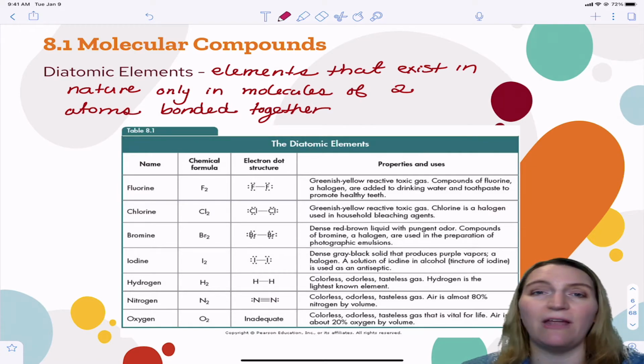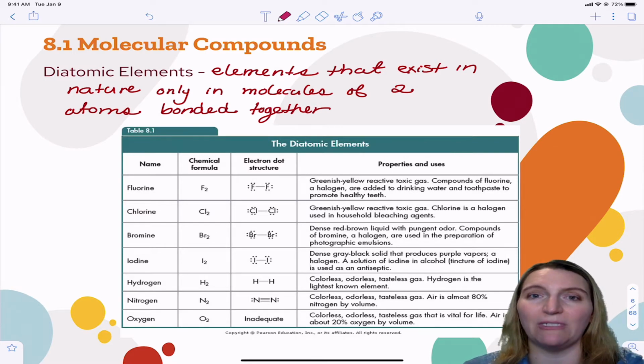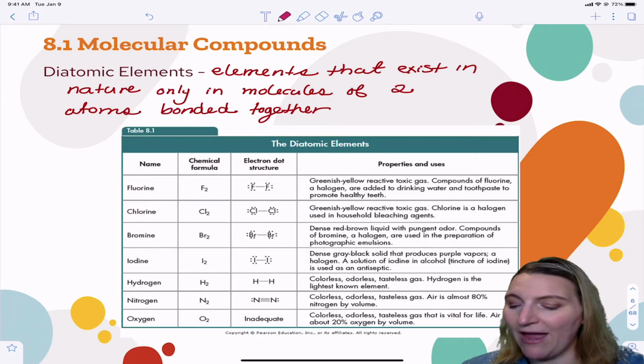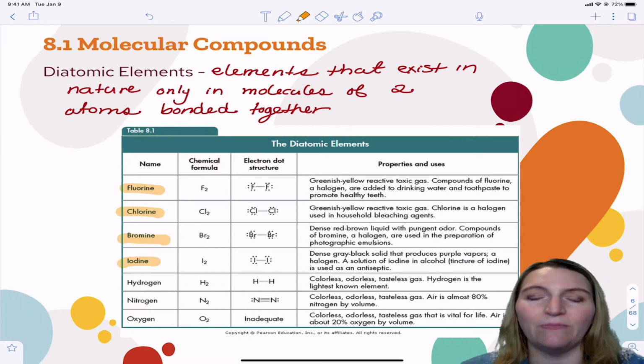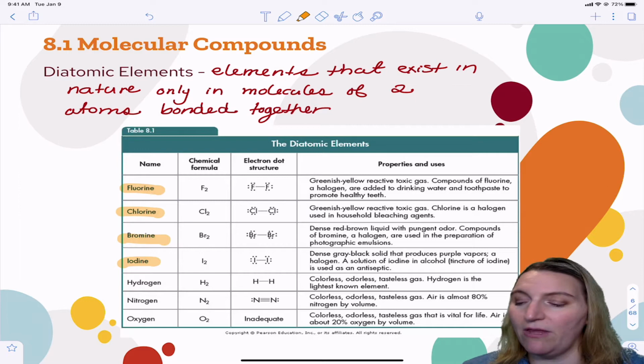So basically, if I call up a chemical company and say, send me some bromine, it's not bromine atoms. It's always two atoms of bromine bonded together. And there's actually 7 of them. They're all the halogens. So remember, the halogens are fluorine, chlorine, bromine, and iodine. And then there are the 3 others.